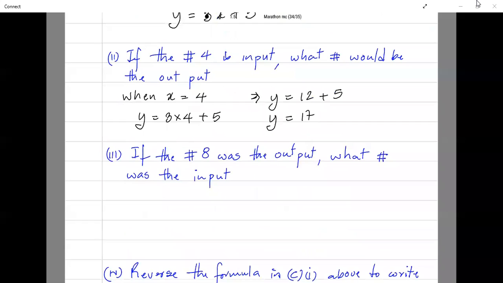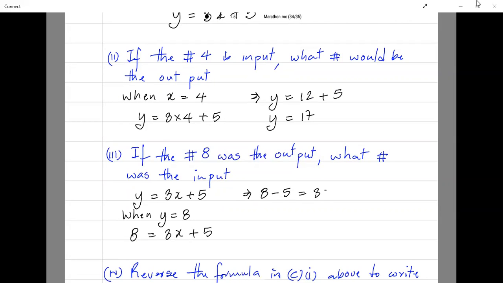The third part says, if the number 8 was the output, so the output is y, what was the input? So we have y is equal to 3x plus 5, and when y, which is the output, is equal to 8, we're going to have 8 is equal to 3x plus 5. Positive 5 goes over and becomes negative, so it's 8 minus 5 is equal to 3x. So 3x is equal to 3. Divide both sides by 3, and therefore we get x, the input, which is 1. So if the output y is 8, the input is 1.